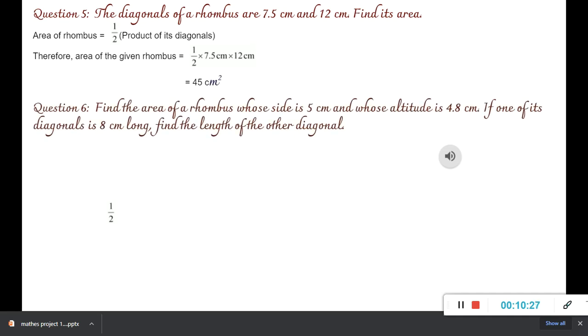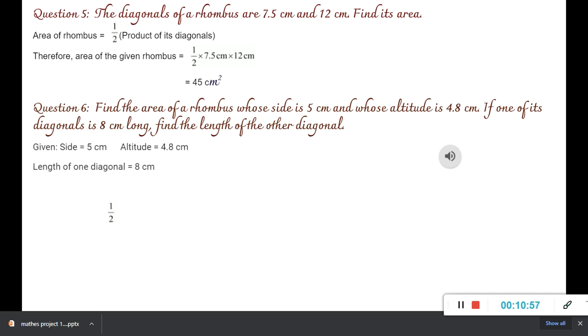Now, sixth question. Find the area of a rhombus whose side is 5 centimeter and whose altitude is 4.8 centimeter. If one of its diagonals is 8 centimeter long, find the length of the other diagonal. We have to find the length of the other diagonal, that means D2. D1 is already given. And the other things, one side and altitude, are given. So the length of one diagonal is 8 centimeter, one side is 5 centimeter, altitude is 4.8 centimeter.